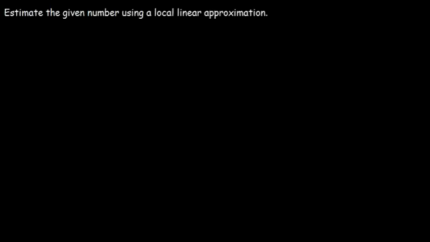Let's say if you're doing your calculus homework and you see a problem that says estimate the given number using a local linear approximation or using differentials. And let's say it's the cube root of 8.1. How would you do that? Now you know the answer is very close to 2 because the cube root of 8 is 2. But is it going to be like 2.1, 1.9, 2.2, 2.05? What is it exactly?